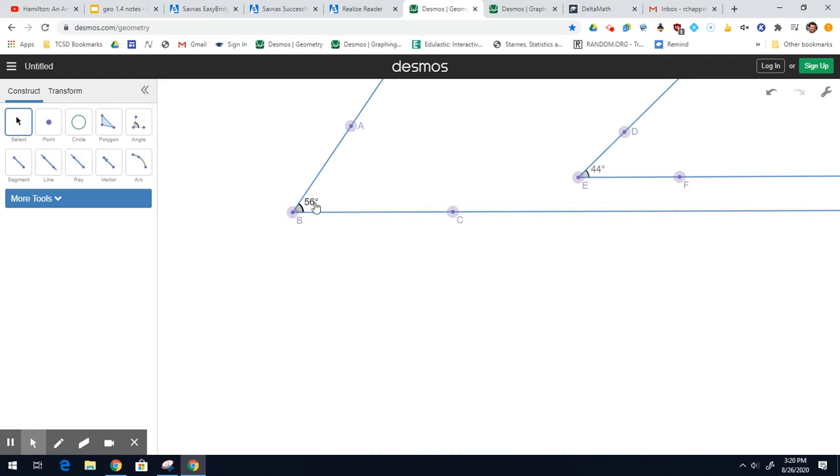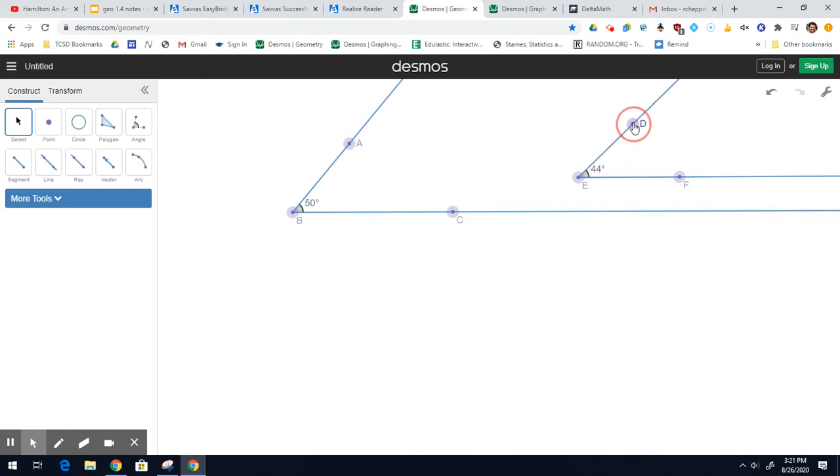For 56 degrees to become 50 degrees, I have to make it smaller. Notice, by moving A closer to B, that doesn't help make it smaller. But if I rotate A closer to C, now it becomes smaller. Again, an angle is about how much it's open. So there's 50 degrees.